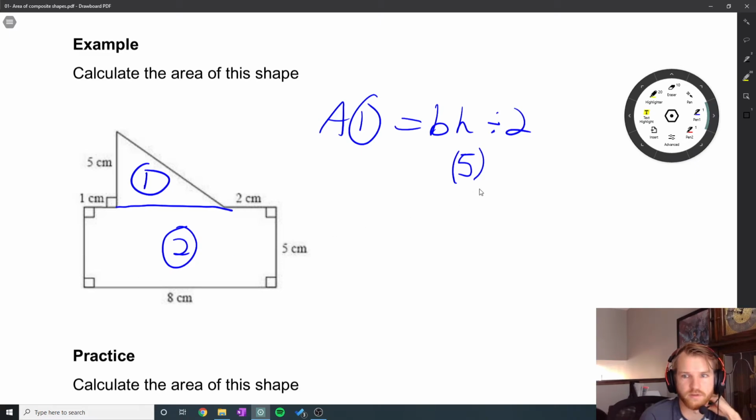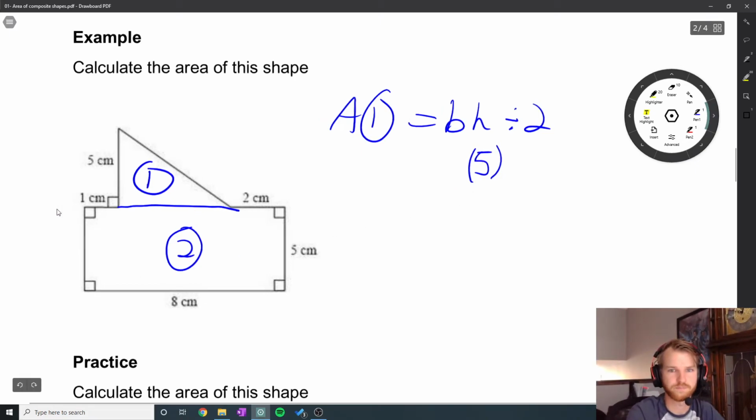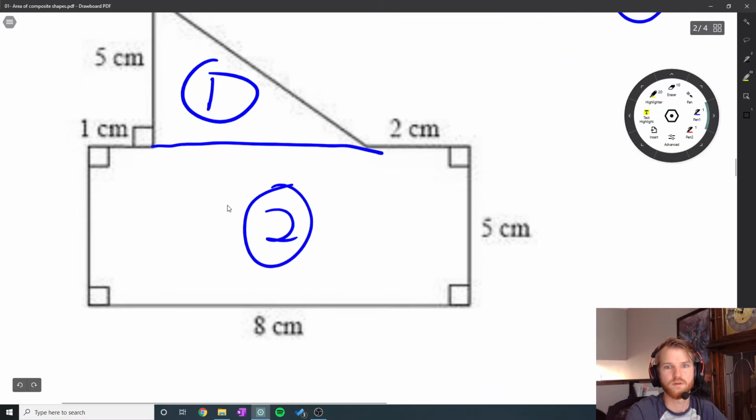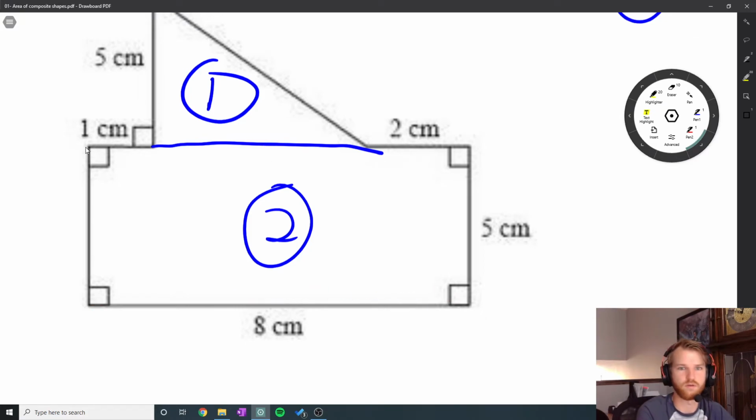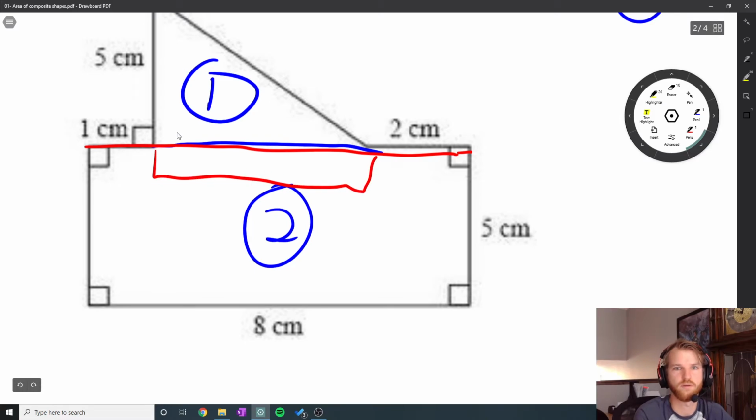We know that this entire length here, I'm going to zoom in a little bit, we know that this entire length along the bottom is 8 centimeters. So that means this whole length at the top here is also going to be 8 centimeters, because it is the exact same as the bottom. So if I want to find out just this section, I just need to subtract those two end pieces off.